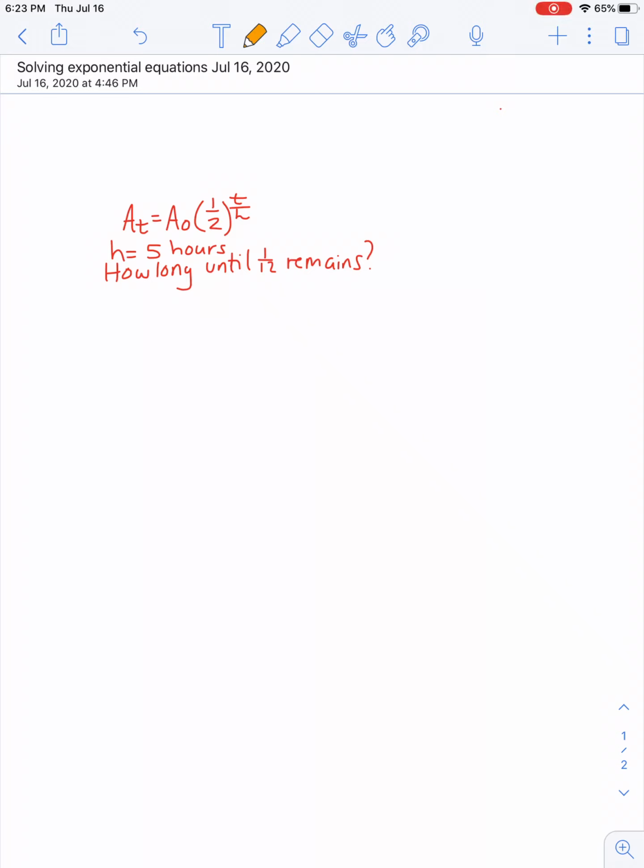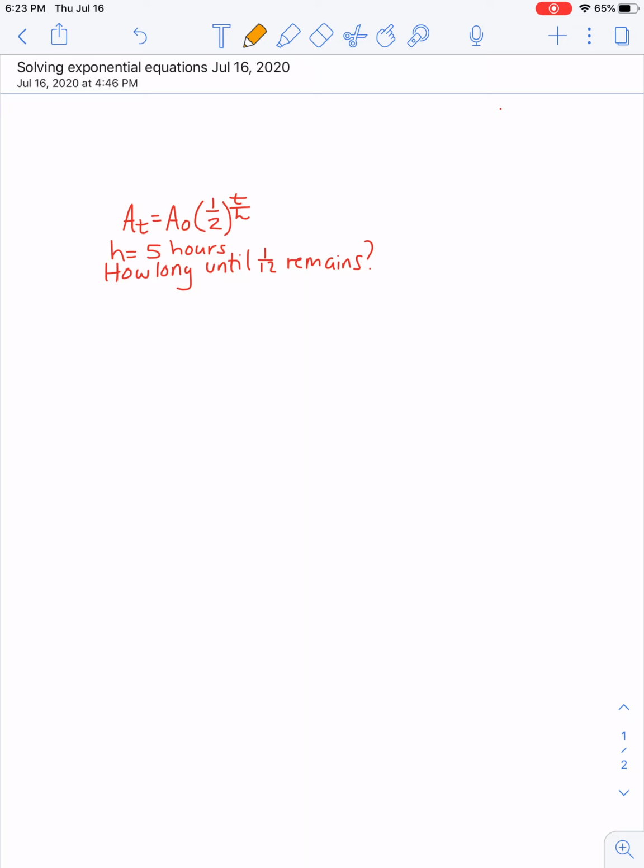If you're solving an exponential equation where you don't know an original amount, it's a little bit harder. So let's say we have a half-life question. We're talking about a particular substance and we want to know how long until only 1/12 of the substance remains. We know the half-life, so the time it takes to be cut in half is 5 hours, and we want to solve for t.